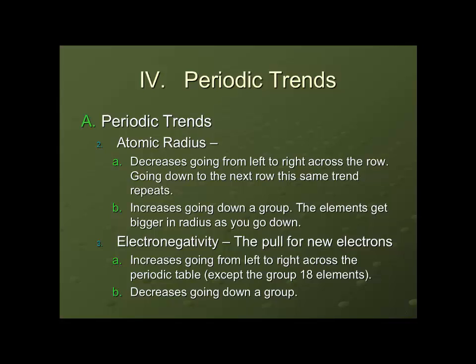Another is electronegativity. This is the pull for extra electrons. Some elements are better at swiping electrons from other elements than other elements are. So if you go from the left to the right across the periodic table, you have an increased pull for electrons. So fluorine is actually the best at swiping electrons. As it turns out, group 18, the noble gases, they're perfectly stable, and so they don't like to take or give up electrons. So we just kind of ignore them when we look at electronegativity. And that electronegativity decreases going down a group. So the ones at the top have the highest electronegativity, the ones at the bottom of a column, the lowest.